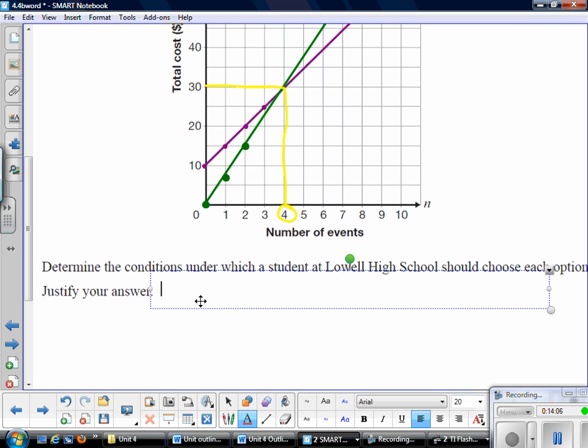So at 4 events, both students pay the same amount. And I'm going to run out of time. Amount. And I'm just going to stop it and finish it. Sorry about that.